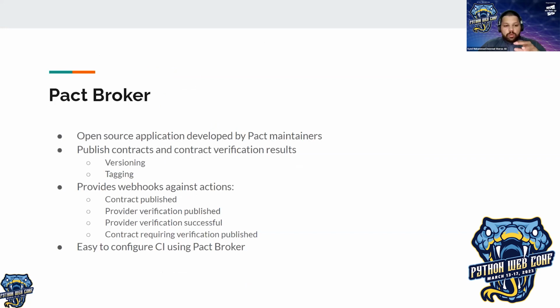What role does Pact Broker play in that? So when we get a contract from consumer test, we can keep that contract in our repository, or we can also publish it to Pact Broker, which is an open source application developed by Pact maintainers. The great thing about Pact Broker is that it will contain the information of the contract, what is the version of our consumer, what is the version of our provider, and it will maintain the history, like which version of consumer is compatible with which other version of the provider.